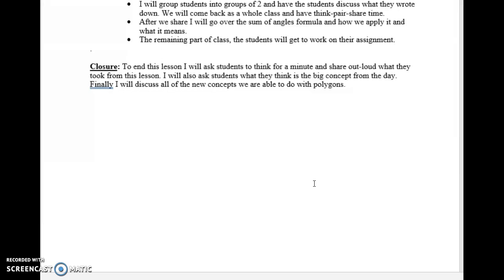Then to end this lesson, I want to ask students to think for a minute and share out loud what they took from this lesson. I want to see what they understood. I think that's a big part, to see if they can pick out the big part of the whole lesson, or what's the point of teaching them. And then I'll also ask students if they can figure out and discuss all of the new concepts that we were able to do with polygons that they were not able to do when we first started. And that's my lesson.